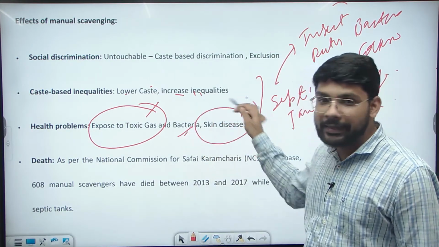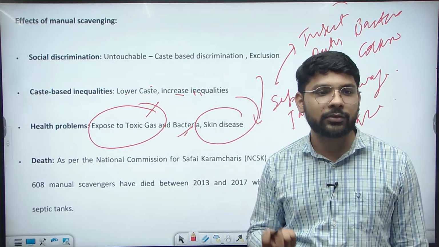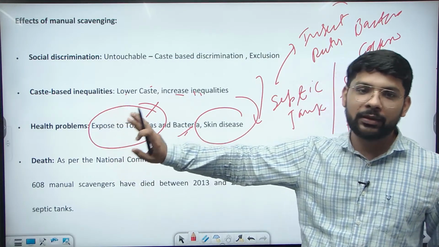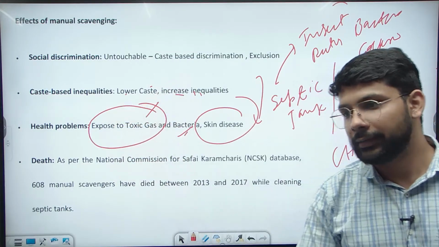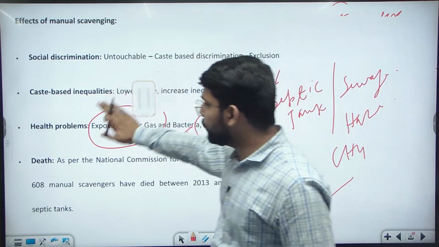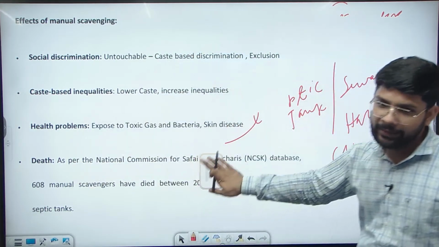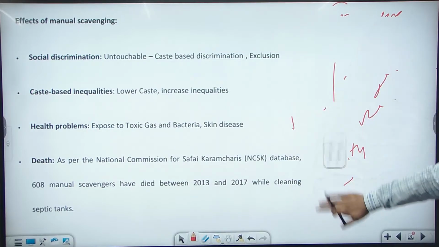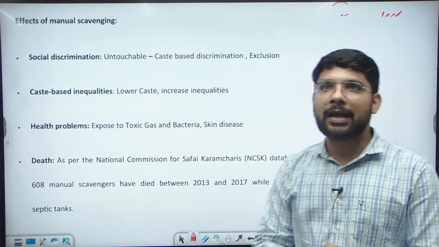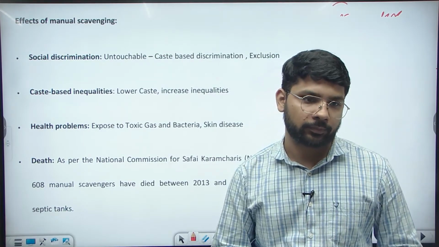Bacteria, the skin disease, darkness of the skin. These are some of the health problems if manual scavenging is going on in the country. So whenever you are writing your answers, they should be based on ground level reality, what is going on in the country, and you need to balance that answer with the government schemes.